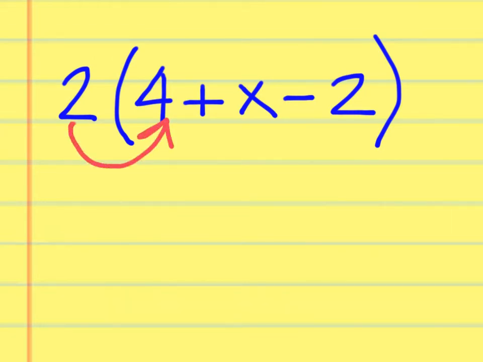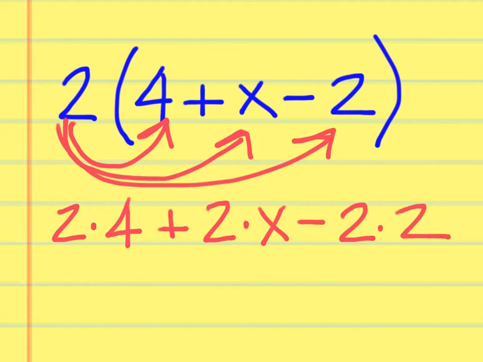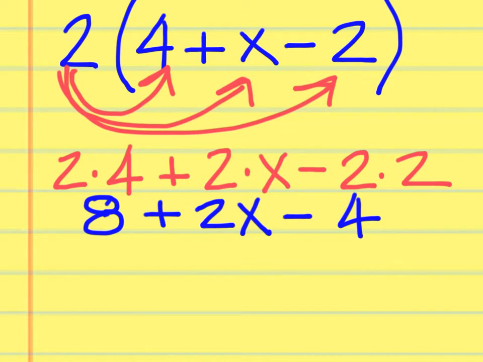So 2 times 4 is what you do first. 2 times 4, and then plus 2 times x, and then minus 2 times 2. You multiply everything inside the parentheses by that 2 from the outside. Then go through there and simplify. 2 times 4 is 8. 2 times x is 2x. And 2 times 2 is 4. So 8 plus 2x minus 4.